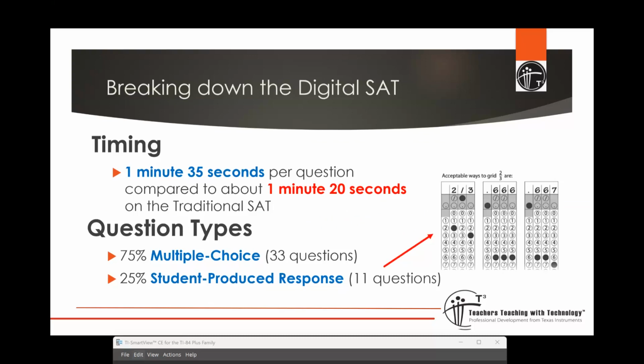Now on the test, it will explain how to do that, but it certainly would be an advantage to your students to maybe practice that or just know how to answer those questions best, because it is a little bit different when you have to grid in an answer versus just circling A, B, C, or D.